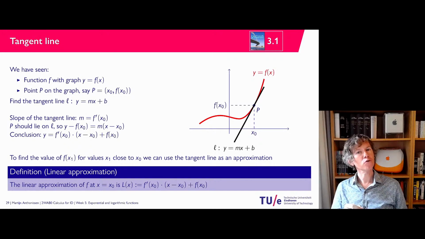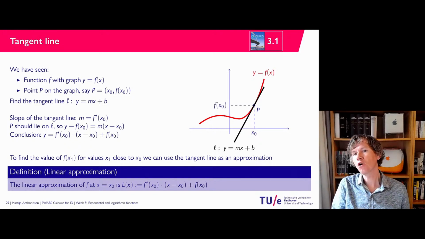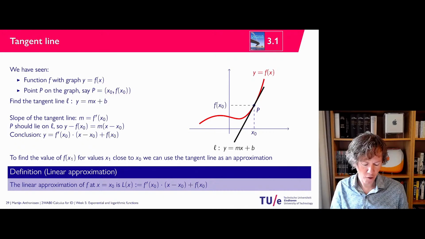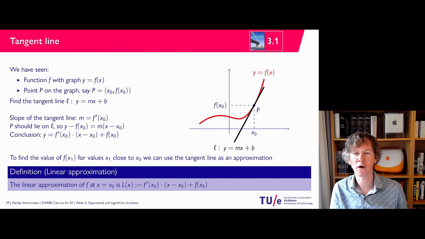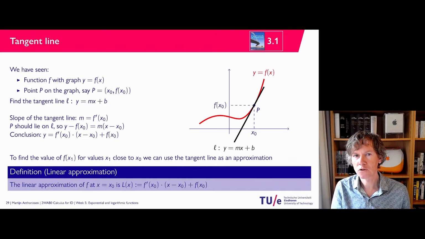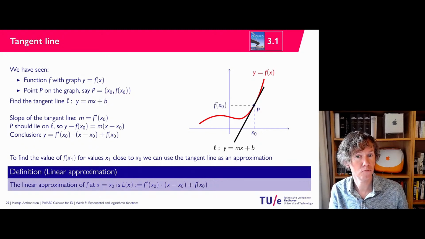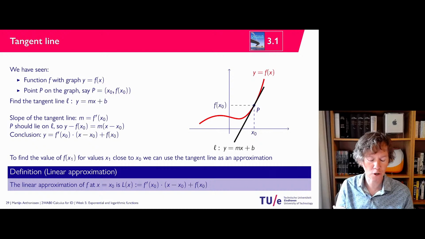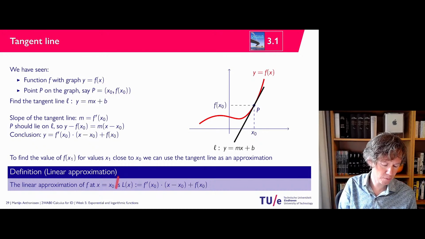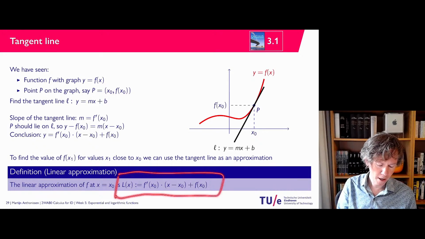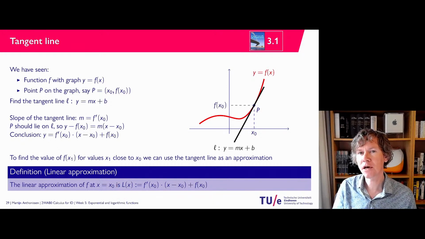That is a pretty good approximation. So if you stay close to P, if you look for x values that are near this x0 value here, then the linear approximation, the black line, is a pretty good approximation of the function. And sometimes that can help you, if you have a complicated function, to find an easy approximation of function values nearby. Here in the box is the formula, and that may look a bit complicated, but it's just a tangent line.